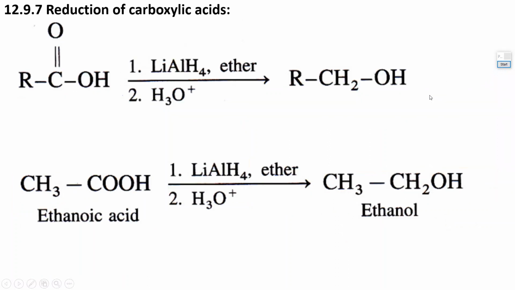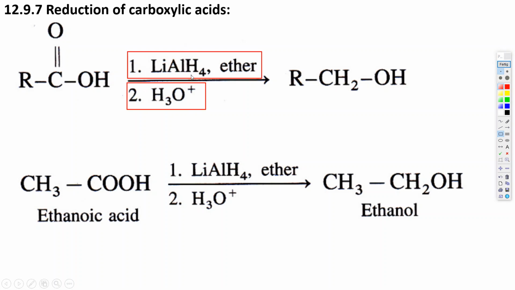After that we discuss the reduction of a carboxylic acid. In the reduction of a carboxylic acid, remember this reagent, it will be asked in entrance exams also: lithium aluminum hydride, ether, and H3O+. When this reagent appears, you just convert the carbonyl group into a CH2 group, nothing else. Join the other part as it is. So RCOOH becomes RCH2OH, that is an alcohol.